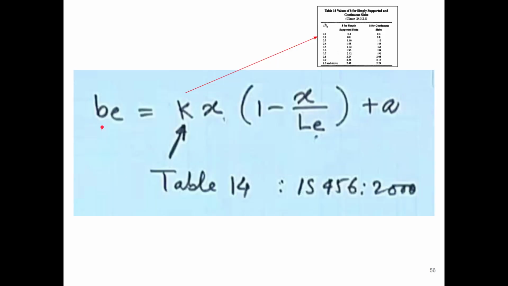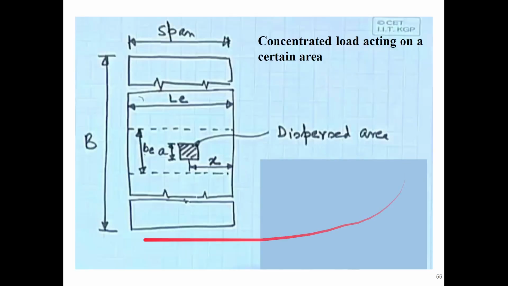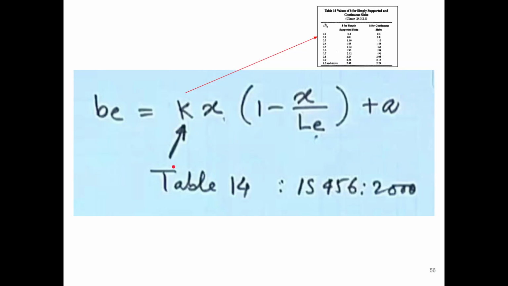So the b value is basically found by using this formula. This is provided in clause 24.3.2.2.1 in IS 456. According to that, b is equal to kx into 1 minus x by le plus a. So this a is the topmost, where the area concentrated load is in contact, but at bottom it will be b, the effective width.